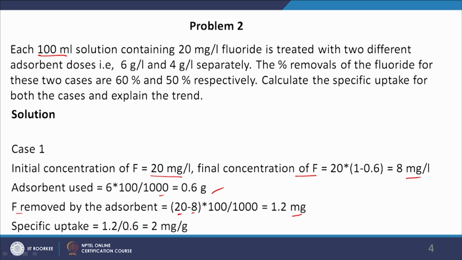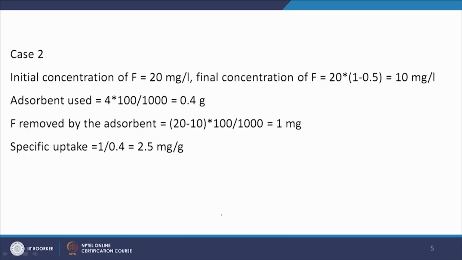So, specific uptake is 1.2 mg divided by 0.6 gram, that is 2 mg per gram. So, that is 2 mg per gram we are getting in this case as the specific uptake. So, that was case 1, but for case 2 what will we get?